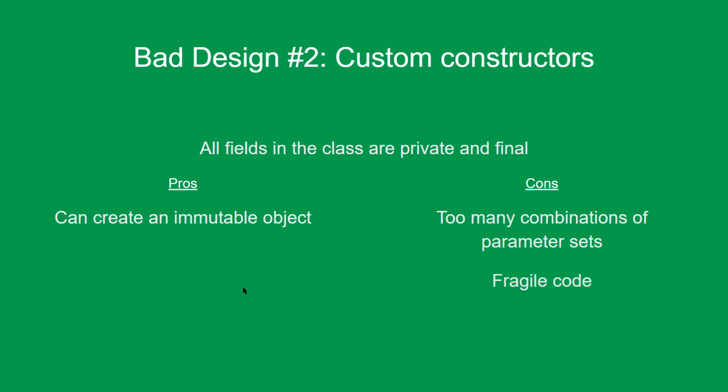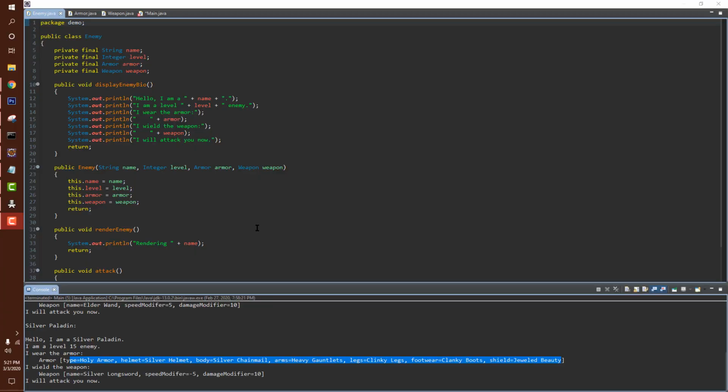And what this leads to is fragile code. Anytime we need to add another field, we need to exponentially increase the number of constructors that are needed to make this class complete. Alright, so let's see what this solution looks like in the code.